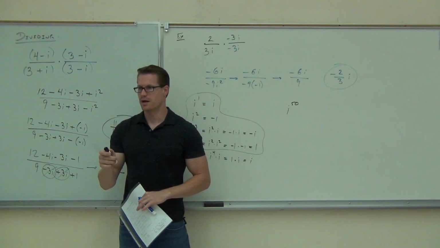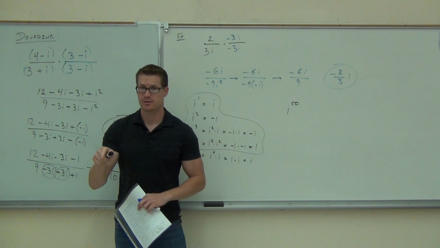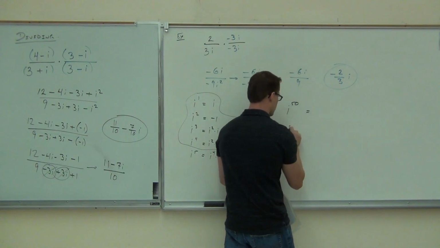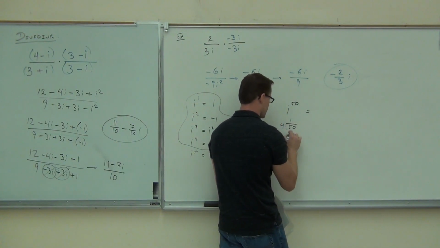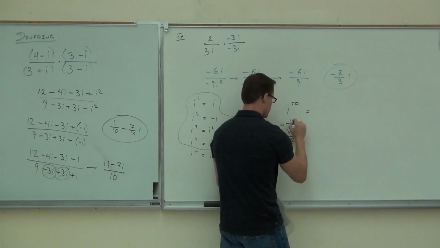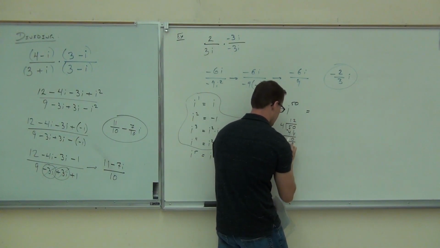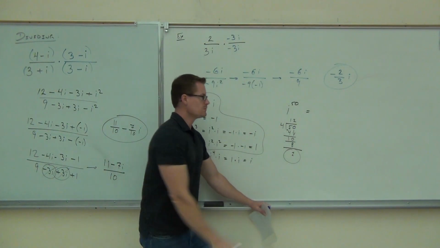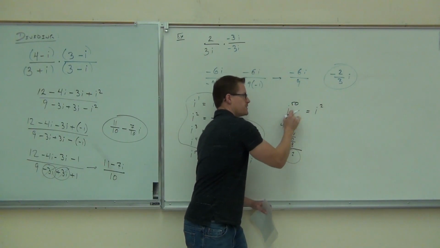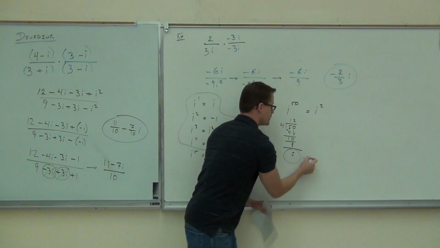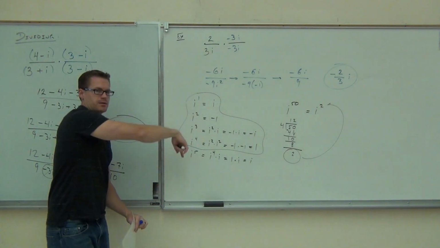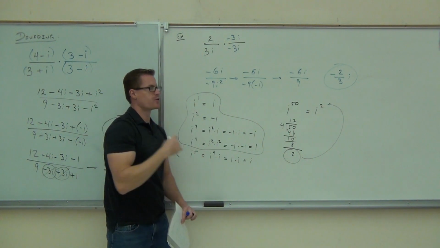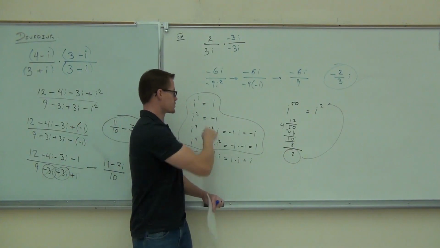Divide 50 by 4 for me right now and find the remainder. Did you get 2? This remainder says i to the 50th is equal to i squared. The remainder tells you where you're at. So you divide your power by 4, because you have 4 in your cycle. The remainder says i is equal to i to that power. So you just look back at your table.